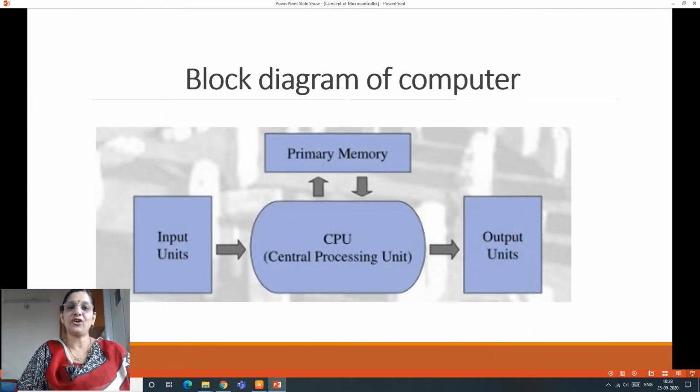We are all aware of the block diagram of a computer. A computer works on the principle of input process output, where the input and output are given to a computer with the help of input and output units. There is a main CPU or the central processing unit which does the processing operations. For storage, the CPU is also attached to the primary memory. These are the main components inside any computer system.